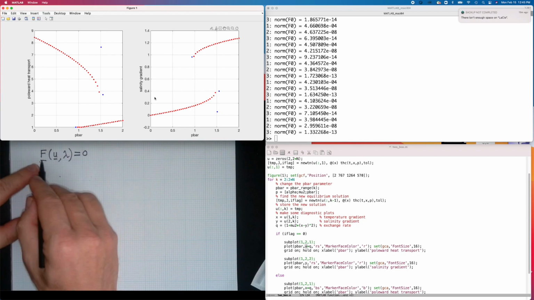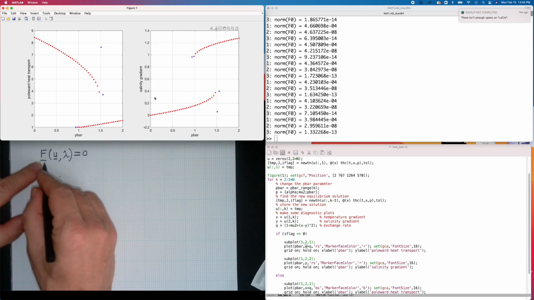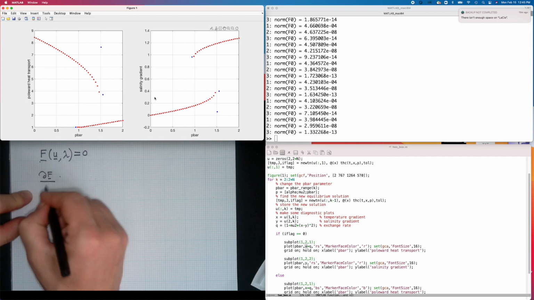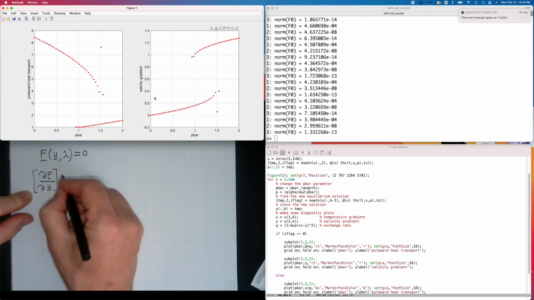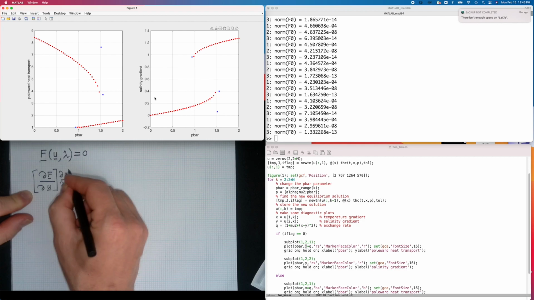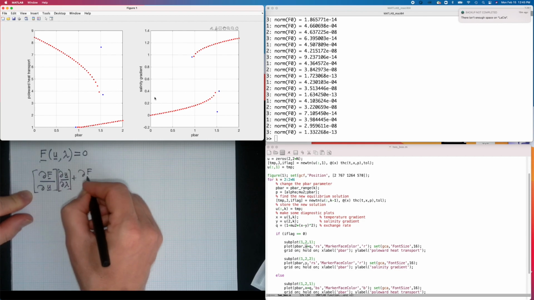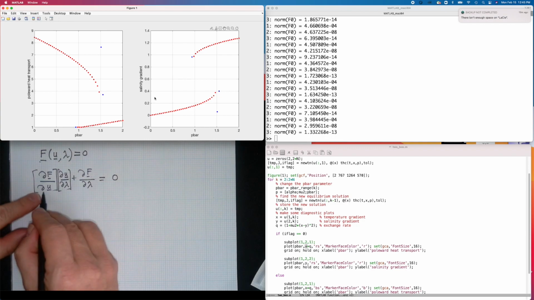And now we're going to compute the derivative of u with respect to lambda. So if I just differentiate this with respect to lambda, I get df du times du d lambda plus df d lambda equals 0. Now let me remind you what all these terms are.